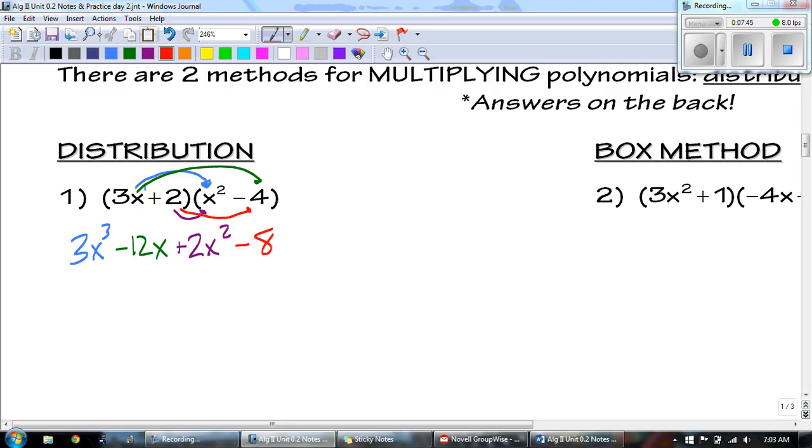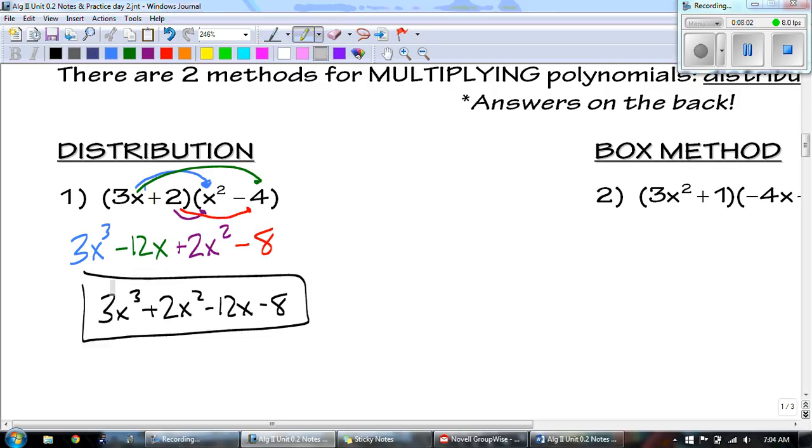Now, the only thing that's wrong with this is it's not in standard form, okay? There are no like terms, so all I'm going to do is move the information so it's in the largest exponent to the smallest. And then I can say, I am all done.